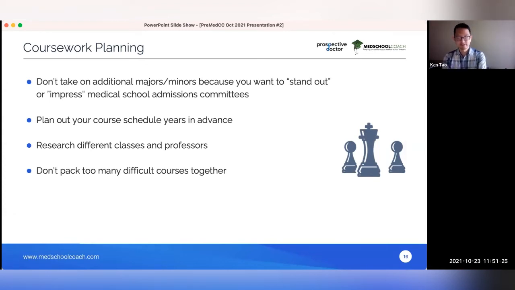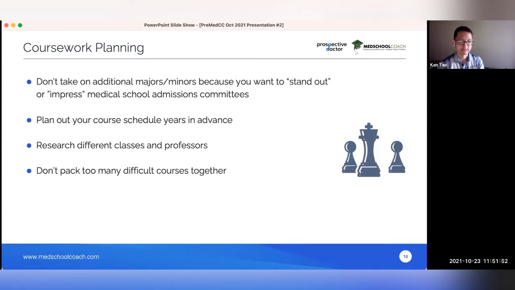So the first thing as a community college or first or second year student is coursework planning. Here are just a few tips that I would provide. Number 1, don't take on additional majors or minors because you want to stand out or impress medical school admissions committees. We had a question about this, and I talked a bit about easier majors versus harder majors.